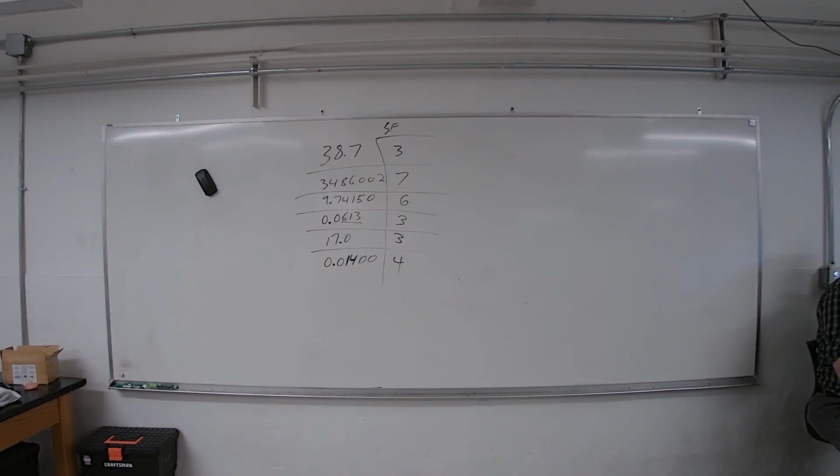D, 2. E, 3. F, 3. G, 1. Just 1. That's got some leading zeros on it, but that last one is the only significant figure. H, 4. Trailing 0 on the right side of the decimal. It wouldn't be there if it didn't count. So that H is 4.